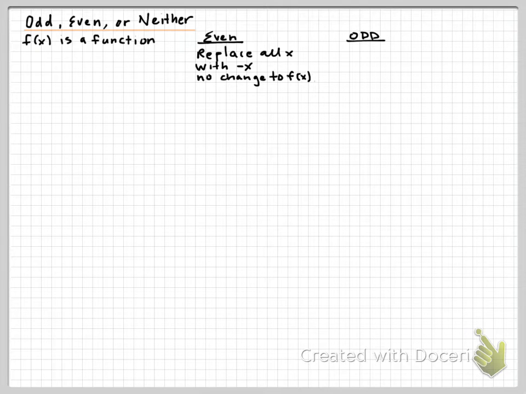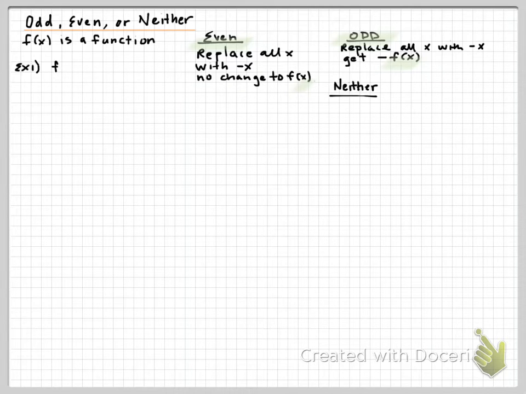Whereas a function is odd, you're going to do the same thing. You're going to replace all the x's with negative x, but if you get the opposite of your original function, then you know your function is odd. And that would be like the algebraic representation of whether or not you know a function is odd or even. And just as a reminder, there are plenty of functions out there that are neither odd nor even, so watch out for that.